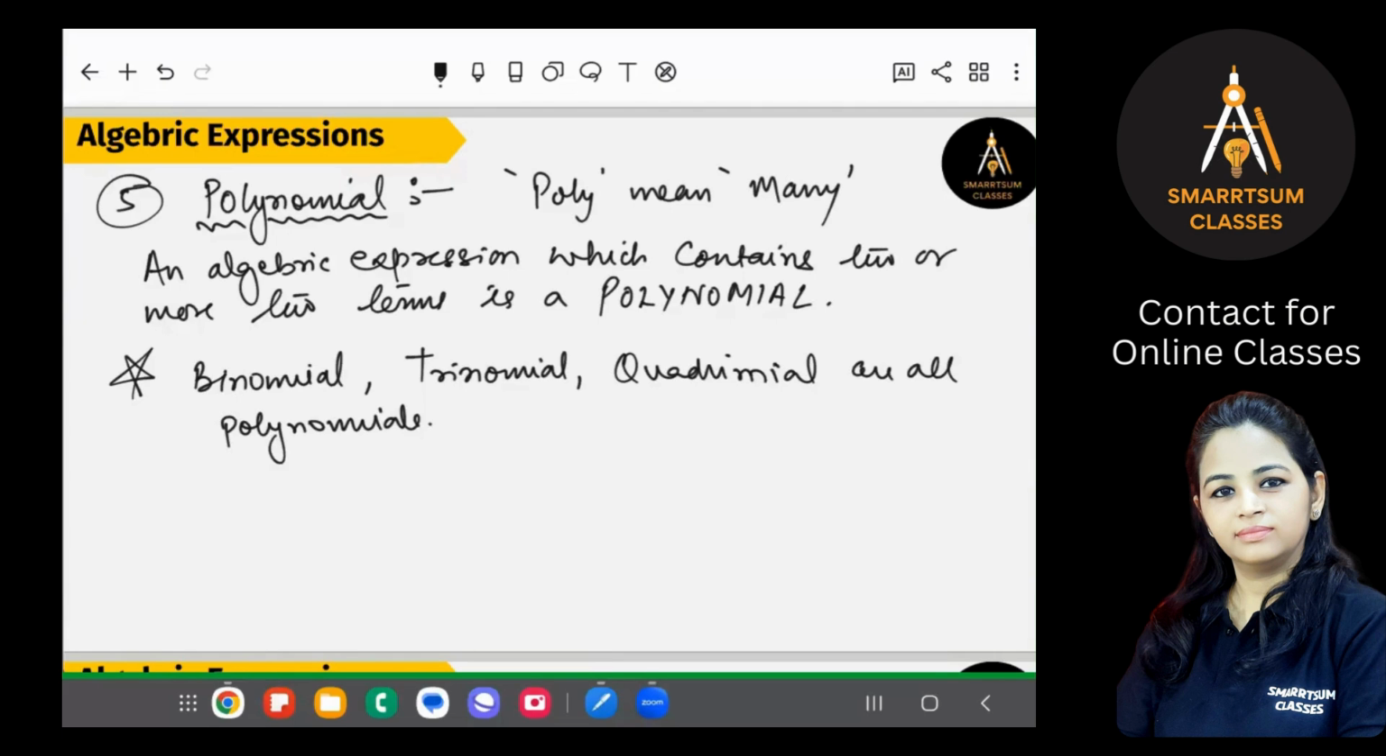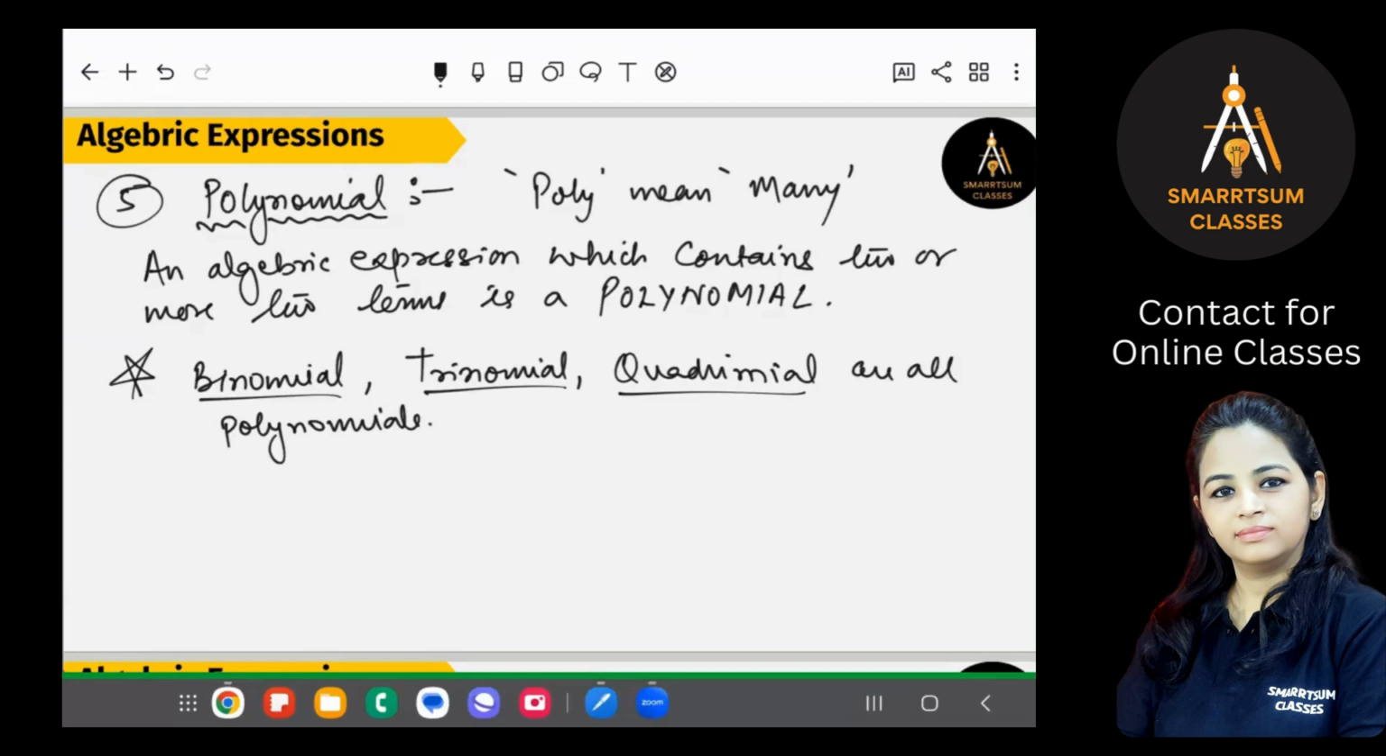Okay, so any polynomial containing two terms is called binomial. Any polynomial containing three terms is called trinomial. Any polynomial containing four terms is called quadrinomial. So these are the general names which we have given to polynomials only. However, it doesn't mean that a polynomial cannot contain more than four terms, right? A polynomial can have as many terms as you like. It can have five terms, six terms, and that will be called a polynomial only.